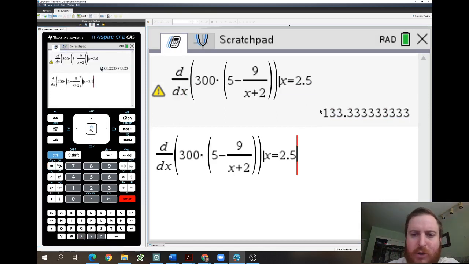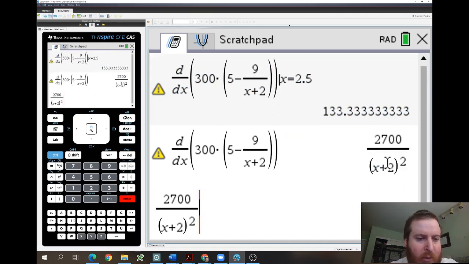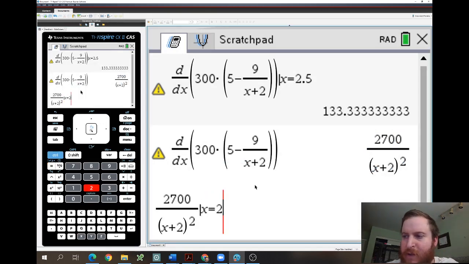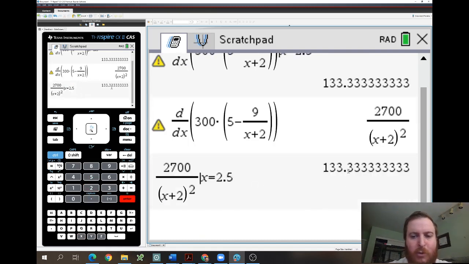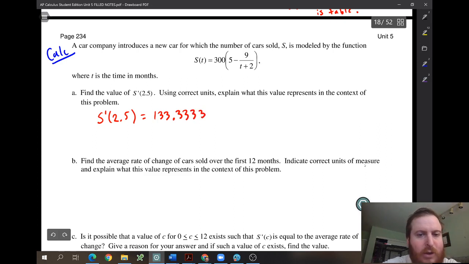Now, if we had wanted to do it in two steps, you could do it without the at. This is the formula for the derivative, the formula for s prime of x. And then we could plug in x equals 2.5. So that works as well. Or you could graph that one and use the trace. Either way, you should get 133.3 repeating. So we're going to say s prime of 2.5 is equal to 133.3 repeating. We're going to go out to 4 decimals. And then using correct units, explain what this value represents.